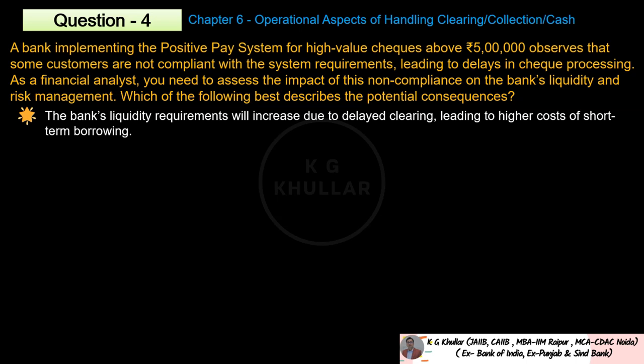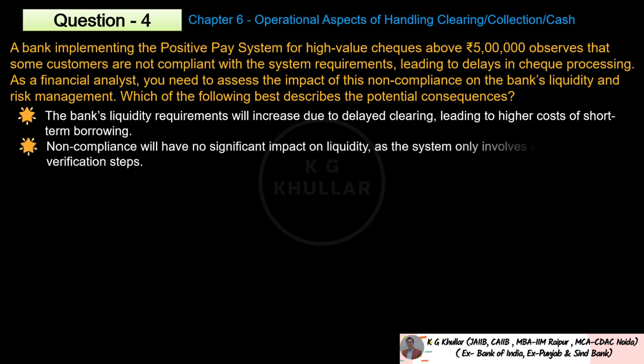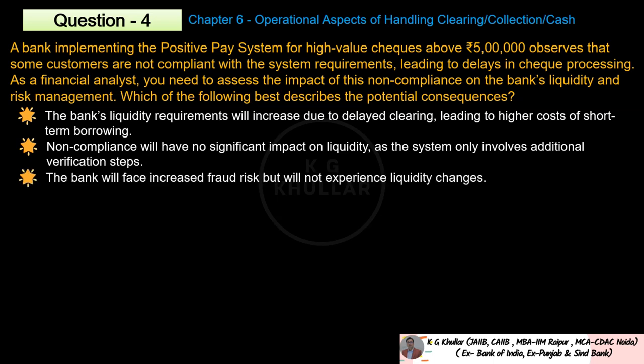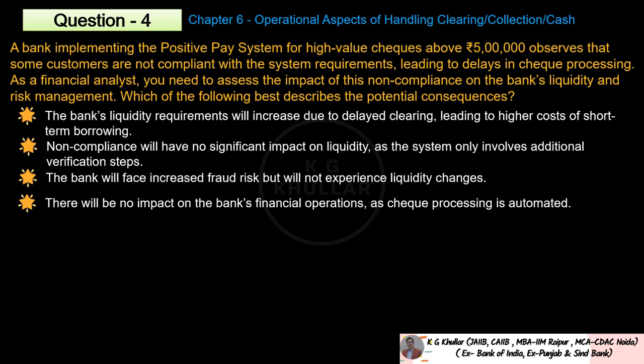That is, first option is the bank's liquidity requirements will increase due to delayed clearing, leading to higher cost of short-term borrowing. The next statement B is non-compliance will have no significant impact on liquidity as the system only involves additional verification steps. Then third option C is the bank will face increased fraud risk but will not experience liquidity changes. And last option D is there will be no impact on the bank's financial operations as check processing is automated.